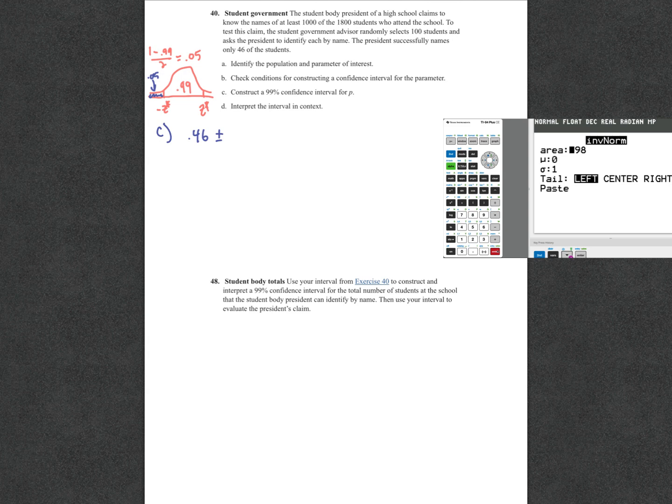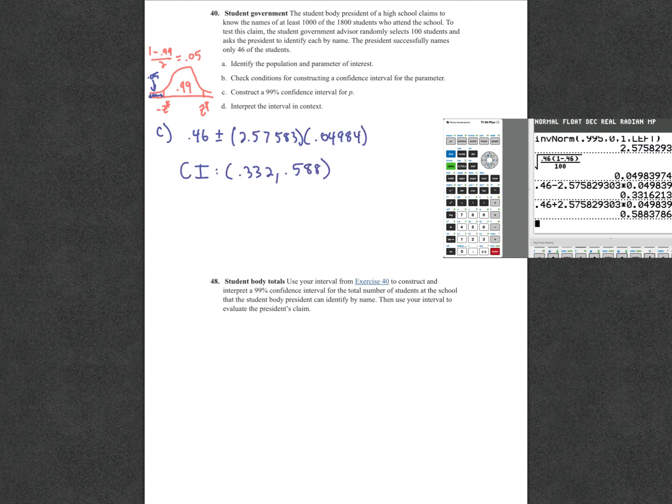So when I do to the left in the calculator, it'll be 0.99 plus 0.005, so that'll be 0.995 to the left. But remember, if you're doing center, you just do 0.99, whatever the confidence level is. So that's our confidence interval. The book interprets it for part D, so I'll let you look at the book's answer for that part.